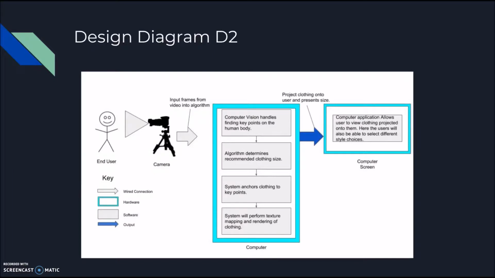Next, we have our last design diagram, which is a little bit of a deeper dive into the inputs and outputs of our project. Here, we see that we still keep the same idea with the computer vision and the algorithms that will determine the clothing size, but now we will talk a little bit more about how the system will find these key points and then perform texture mapping and rendering of the clothing onto the end user. With this information, we will output it to our application on the computer, which will show the end user what the clothing looks like on them and also give them an opportunity to select different styles of clothing that they can see on their body.